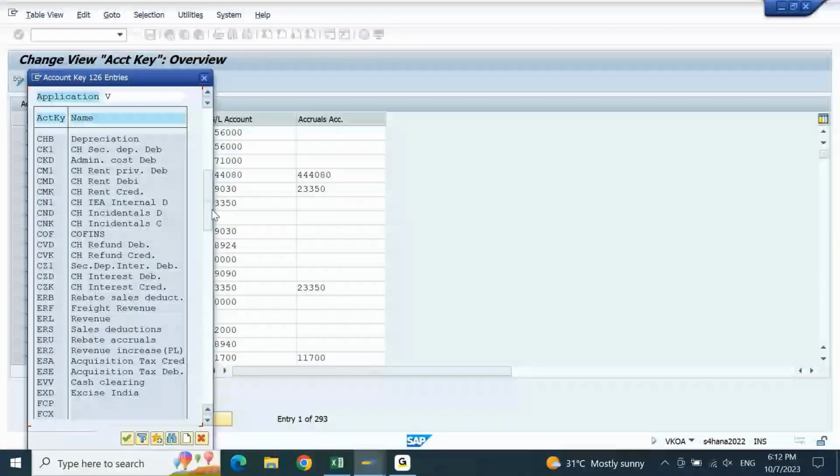ERL. ERL will be used for sales account. Next, if it is freight, ERF. If it is any other discount, any other deductions that you are going to put, ERS. These three, if you remember, that is more than enough. ERS for other deductions like discount and all, ERL for sales account, ERF for freight revenue.